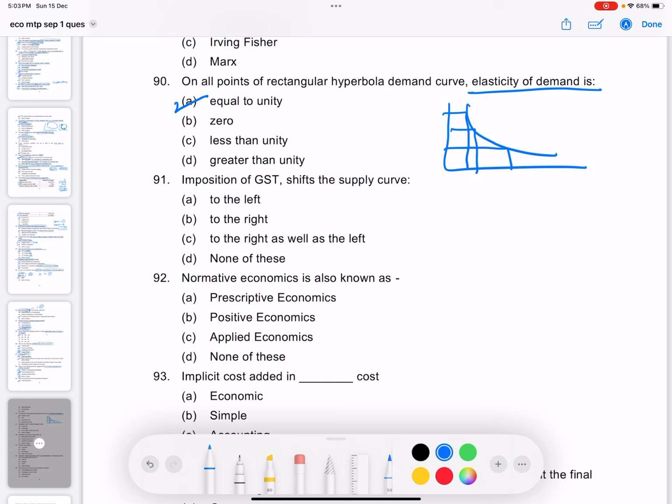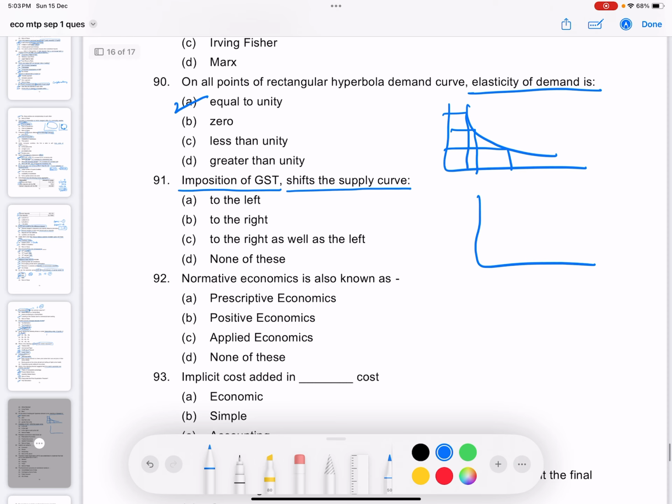Now, imposition of GST shifts the supply curve to the left, to the right. Now, as the tax is being imposed, so the cost to the supplier has increased. So this is the supply, this is demand, this is price, quantity. Now the supply has, the tax is being imposed, so the cost has increased, so the supply curve would shift towards the left.